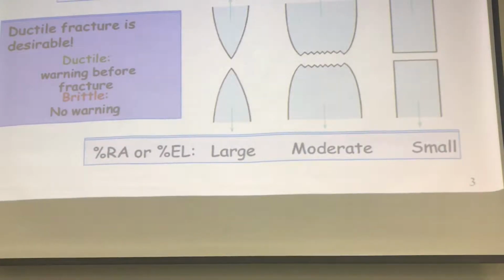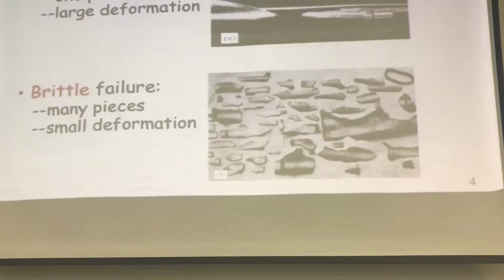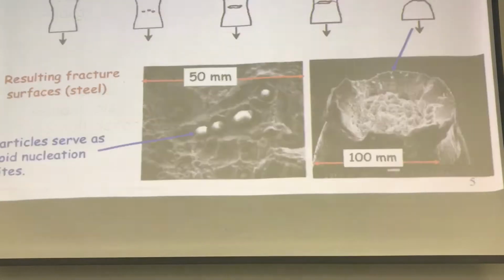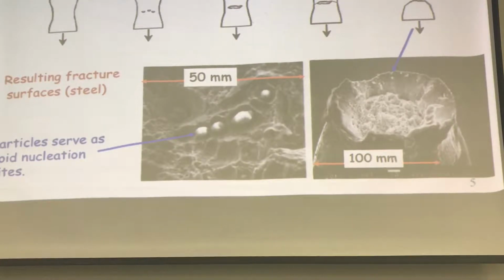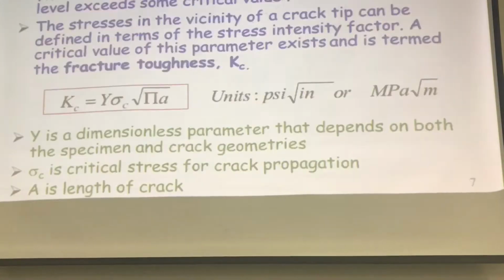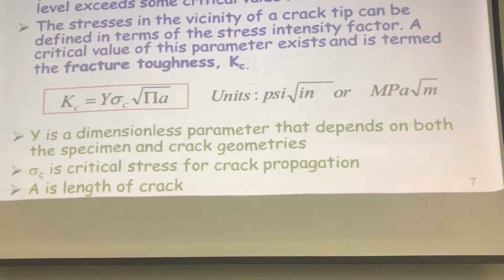Fracture. We have ductile and brittle fracture, and we like ductile better because it gives us warning. When we talk about ductile fracture, we know there will be a certain shape of fracture, like cup and cone, and the surface of the fracture is not smooth. Next, we skip fracture toughness.